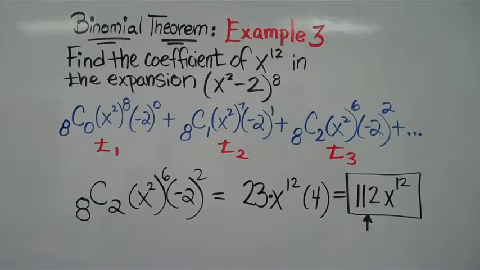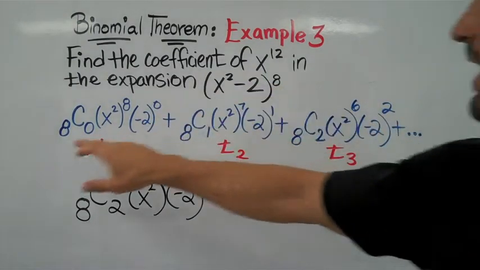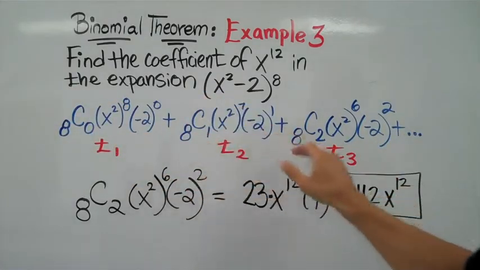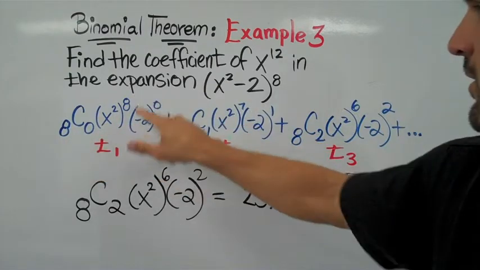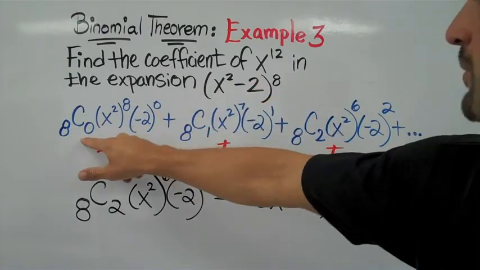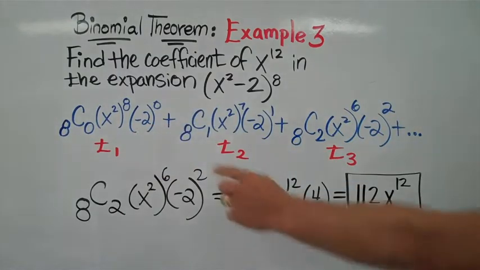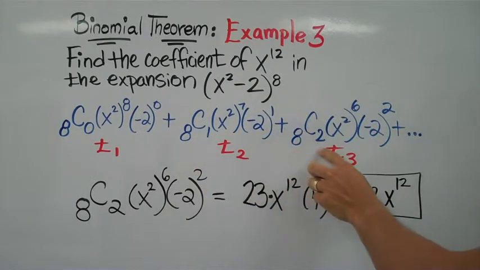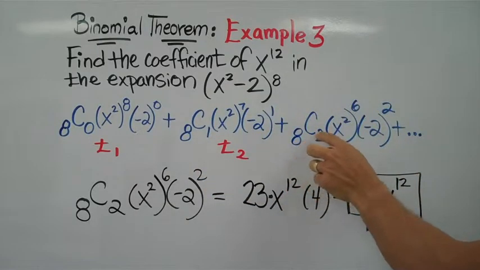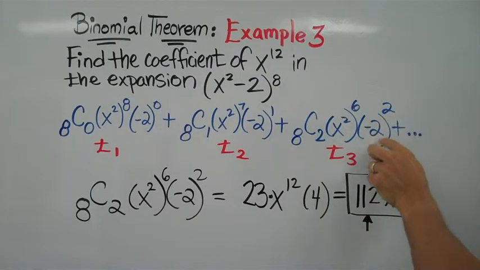In our third example of the binomial theorem, we're asked to find the coefficient of x to the 12th in the expansion of the binomial (x squared minus 2) to the 8th power. The way I started this was using the binomial theorem. I know it's 8C0, 8C1, 8C2, and I have my first term, x squared to the 8th, that's 8 minus 0, negative 2, which is my second term, to whatever's there goes there. And then 8C1, x squared to the 8 minus 1 is 7, and then 1 goes there as well. 8C2, x squared to the 6th, and then 2 goes as the exponent of negative 2.